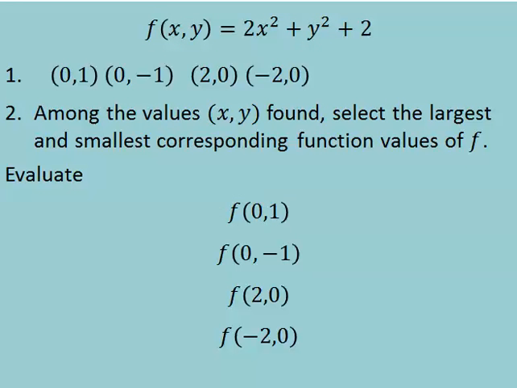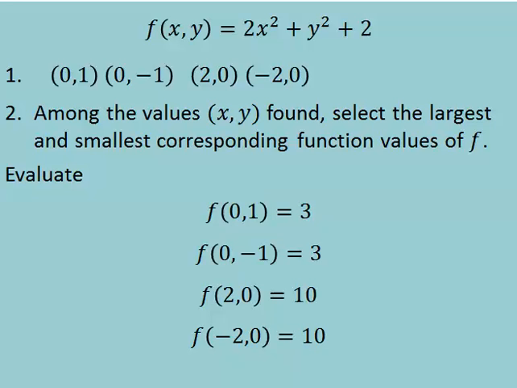Evaluate f at these 4 points. And this is what we discover: a min of 3 and a max of 10. The min happens twice and the max occurs twice.